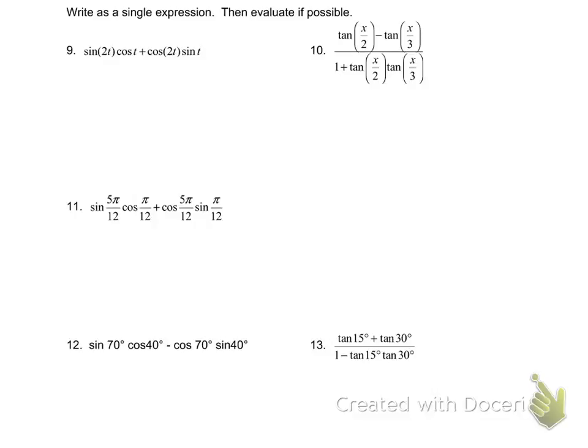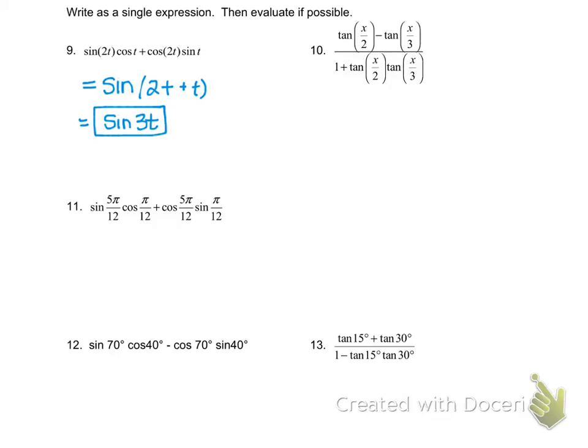So now we're going to take the sum and difference formulas and write these expressions as a single expression. And then if we can evaluate the unit circle at the end, we're going to do so. So this first one is the sum formula for sine. So that means we can write it as sine of 2t plus t. And that equals sine of 3t. Since 3t is not a value in the unit circle, we cannot simplify that.